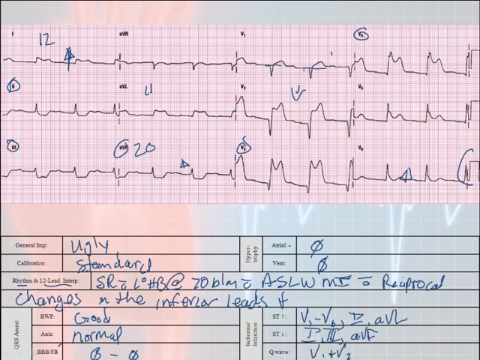Do I have any pathological Q waves? Yes, I do. You can either put the leads, or in this case we can just put in the septal, but you can put in pathological Q waves in V1 and V2. Oh, that's supposed to be a little 1, not a Roman numeral 1. With the pathological Q waves in V1 and V2.